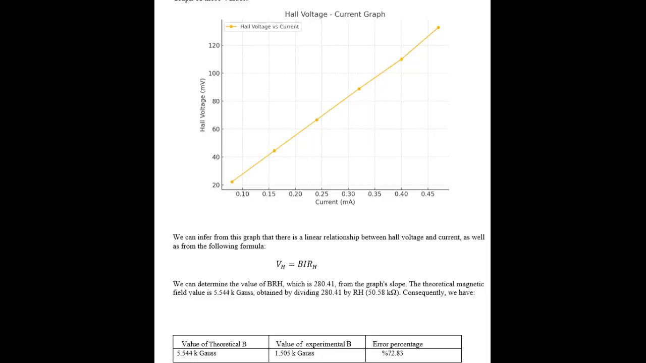The Hall voltage increased linearly with the current at a constant magnetic field. Using the graph slope and the Hall coefficient, the theoretical magnetic field was calculated as 5.544 kilogauss. The error was high, mainly due to fluctuations in gauge meter readings and external noise. Considering these factors, I even expected a larger error.